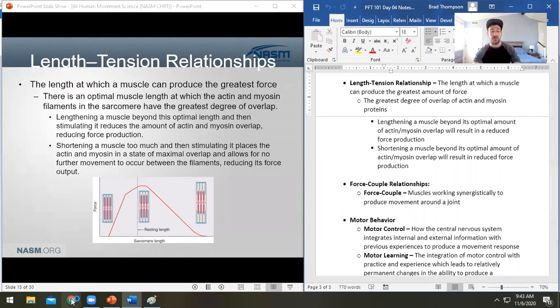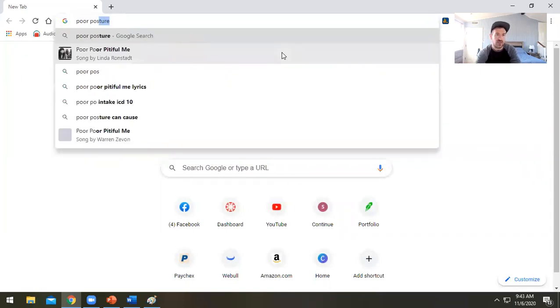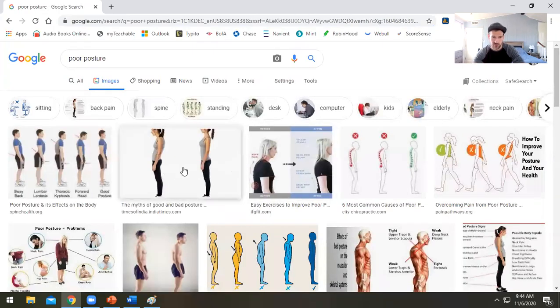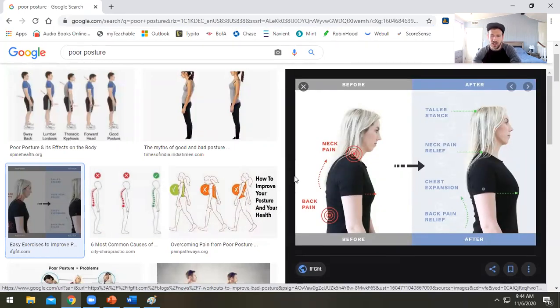So if I look at poor posture, because that's what this whole course is really about, if I just Google that, the first thing you're going to see is rounded shoulders. They always show you this, it's the first thing people talk about. I swear I recognize that girl. Am I crazy? So there you go. See a little bit of shoulder rounding? That's the poor posture we're talking about.